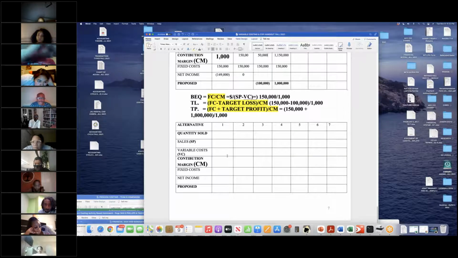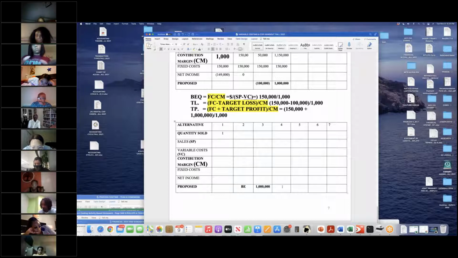I used to never ask that, but when I put it on a quiz, people wouldn't get it right. So if only one quantity is sold, tell me what the income is going to look like. Then I want a break-even quantity. Then I want a quantity when you make $1 million. Then I want a quantity where you lose 100,000.